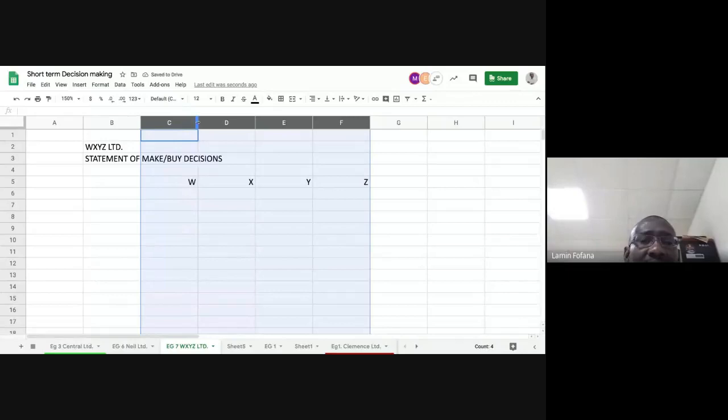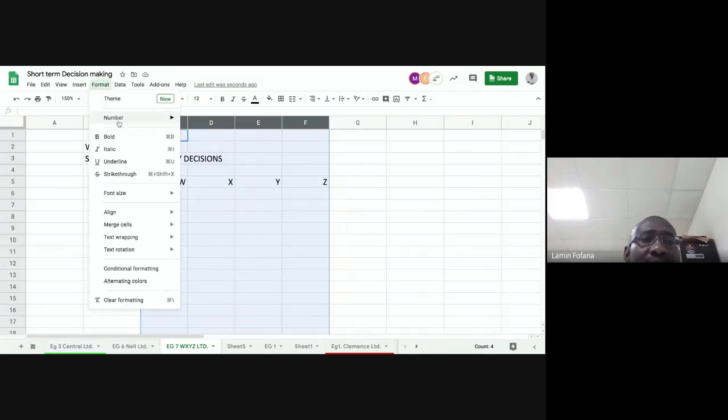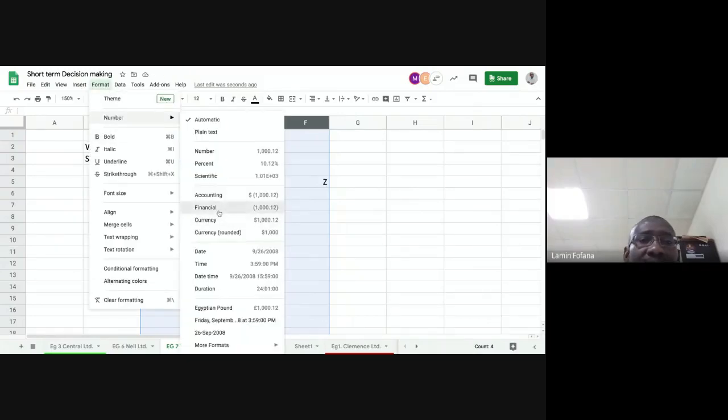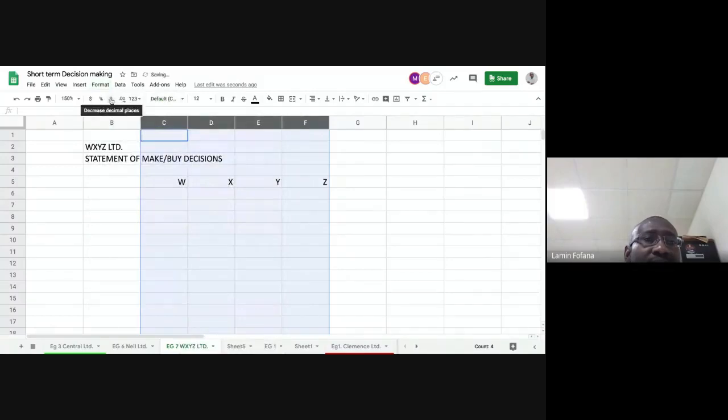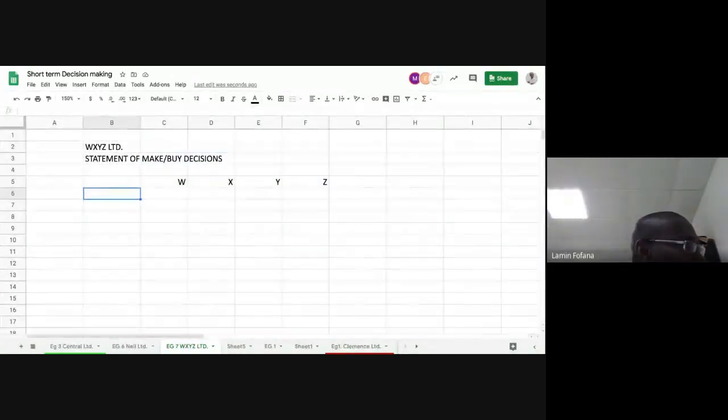Whilst we highlight all of them, we could reduce the column sizes by just clicking and dragging and contracting just one of them. So that will do for all of them. And then whilst we are there, we still go to format, number, we take our financial, and we try to reduce the decimal place to 0. So we're trying to prepare our format even before entering anything.